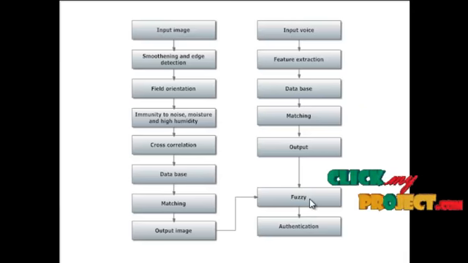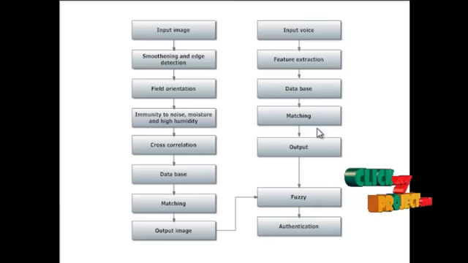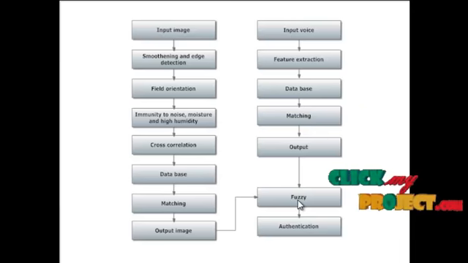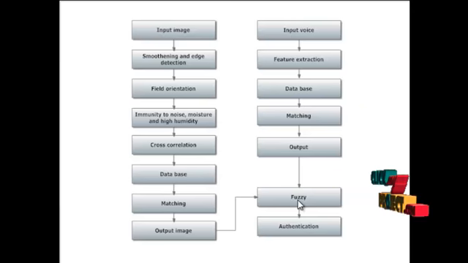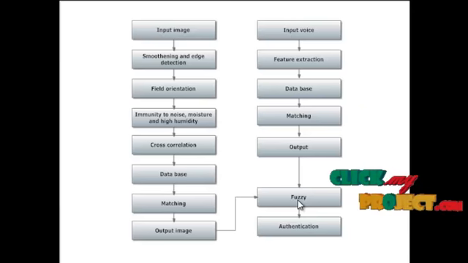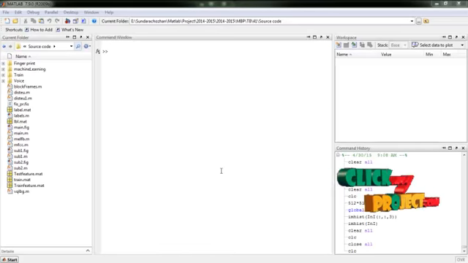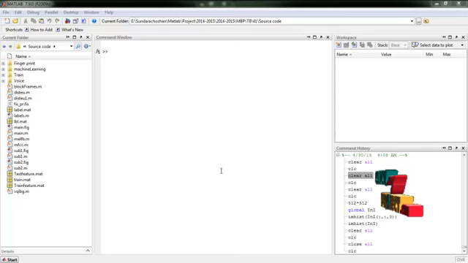Both will be given to the fuzzy logic controller, and the fuzzy logic will compare the accuracy of both the authenticated and not authenticated levels, and it will give the final result whether our given input person is authenticated or not authenticated. Now we see a demo of our process.